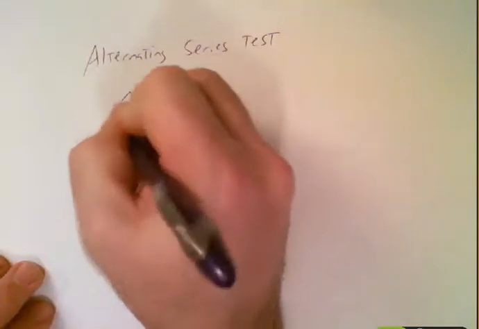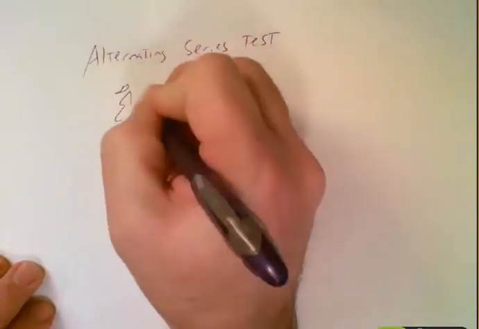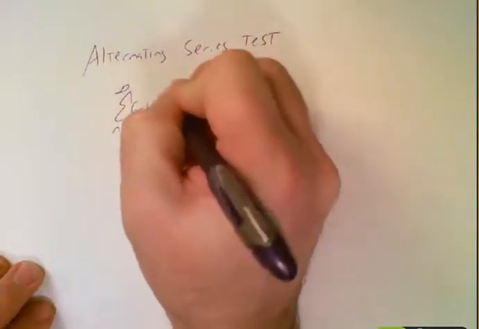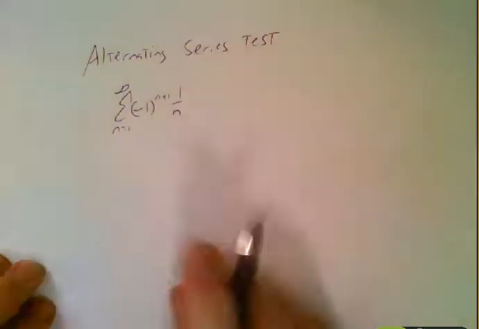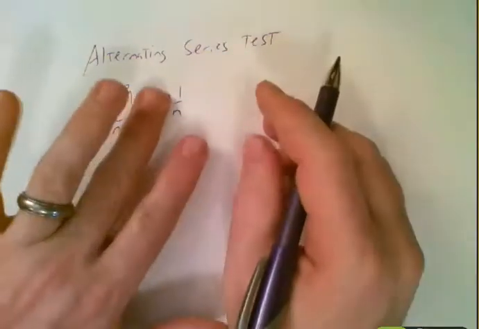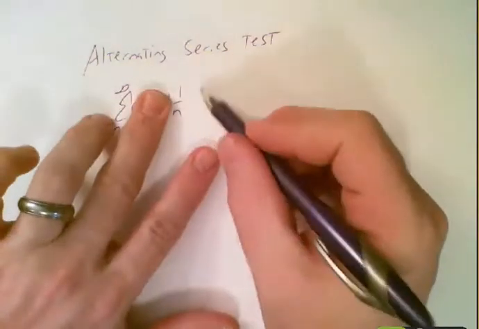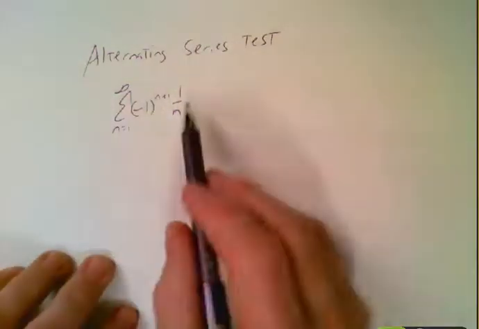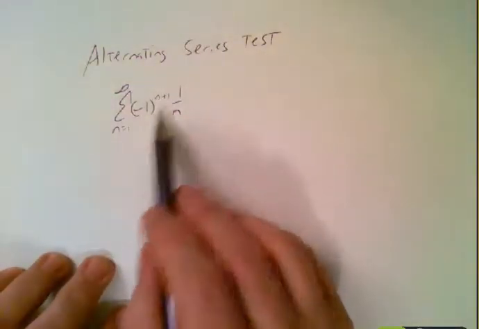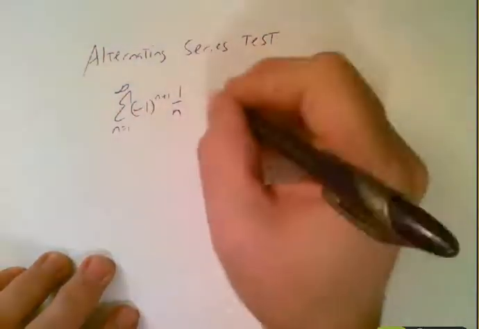So a basic one would be something like (-1)^(n+1) times 1 over n. If I took away the alternating part, this would just be our harmonic series, right? And we already know that that diverges. But what happens when we make this an alternating harmonic? So what would that look like?